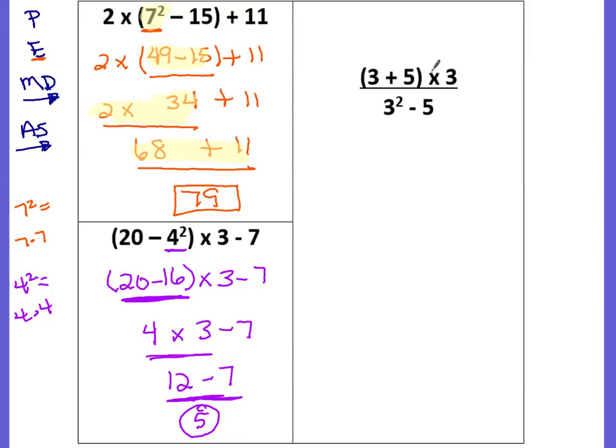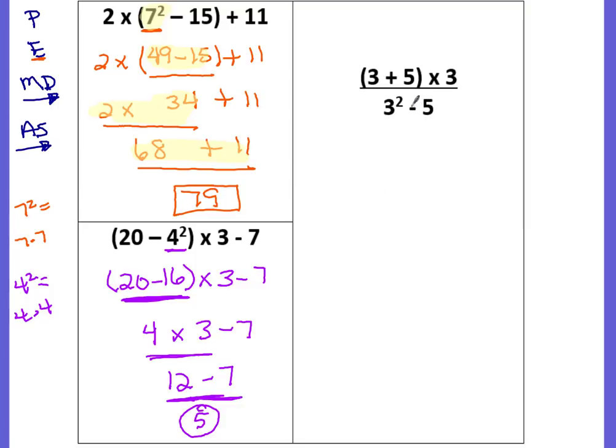Okay, now I want everybody to take a look at this next problem. This one's a little bit different. As you'll notice, it's in fraction form. There's a numerator and there's a denominator. And both numerator and denominator have operations. So we talked about this in the first video, video 1, that if you have a numerator or denominator, they each act as their own grouping symbol. So we need to solve whatever is in the numerator, and then we need to solve whatever is in the denominator.